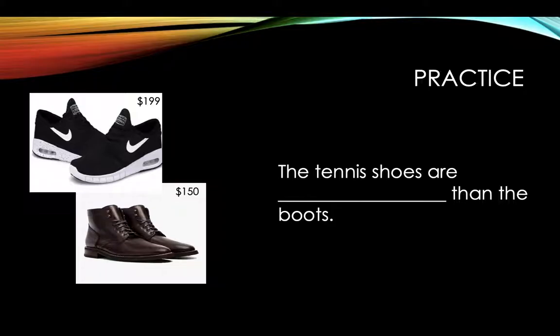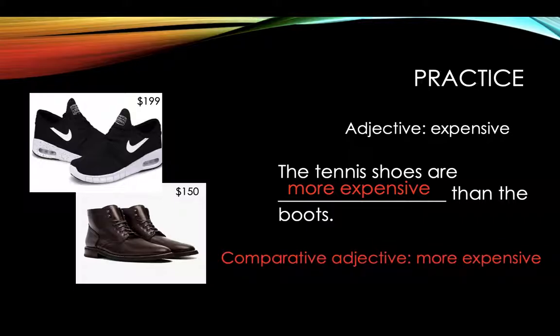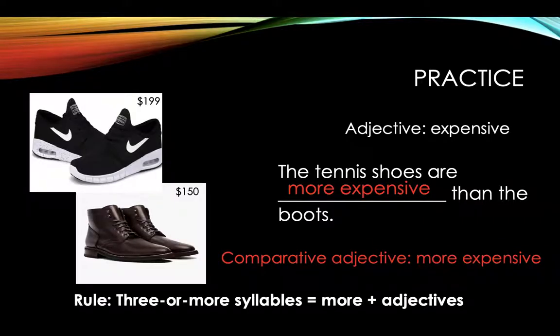Here's another practice. On the top we have some cool Nike tennis shoes that are $199, and at the bottom we have some brown boots that are $150. So the sentence says the tennis shoes are blank than the boots. The adjective is expensive. So expensive becomes more expensive because it's three or more syllables, so more plus adjective. And also remember the formula. After each of these we are putting then, THAN. So the tennis shoes are more expensive than the boots.